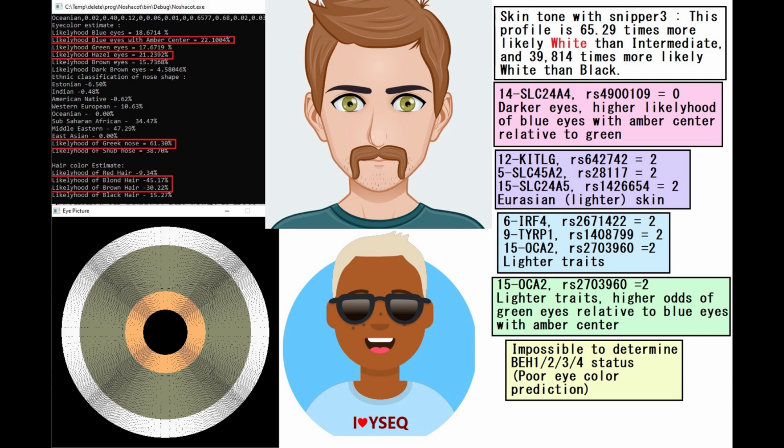YSEC gave him a really funny prediction. Don't really worry about it, YSEC is just really terrible at predicting phenotype with incomplete coverage files. He is predicted to have white skin with Snipper too. He's got some genotypes for darker pigmentation, but it's impossible to determine his status for BH1234, which means the eye color prediction is pretty poor here.